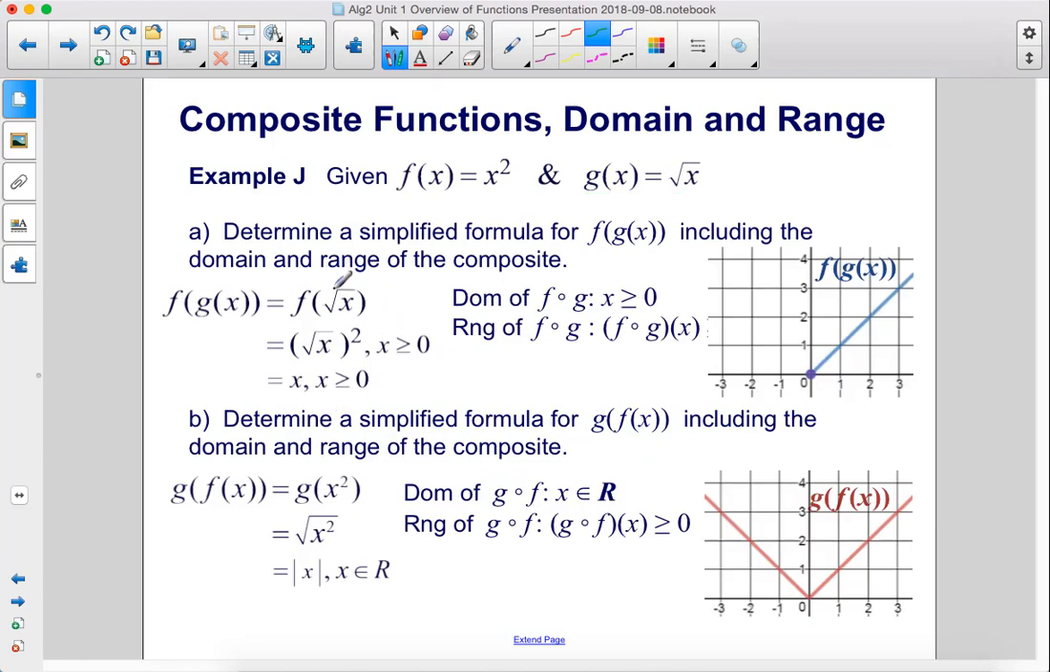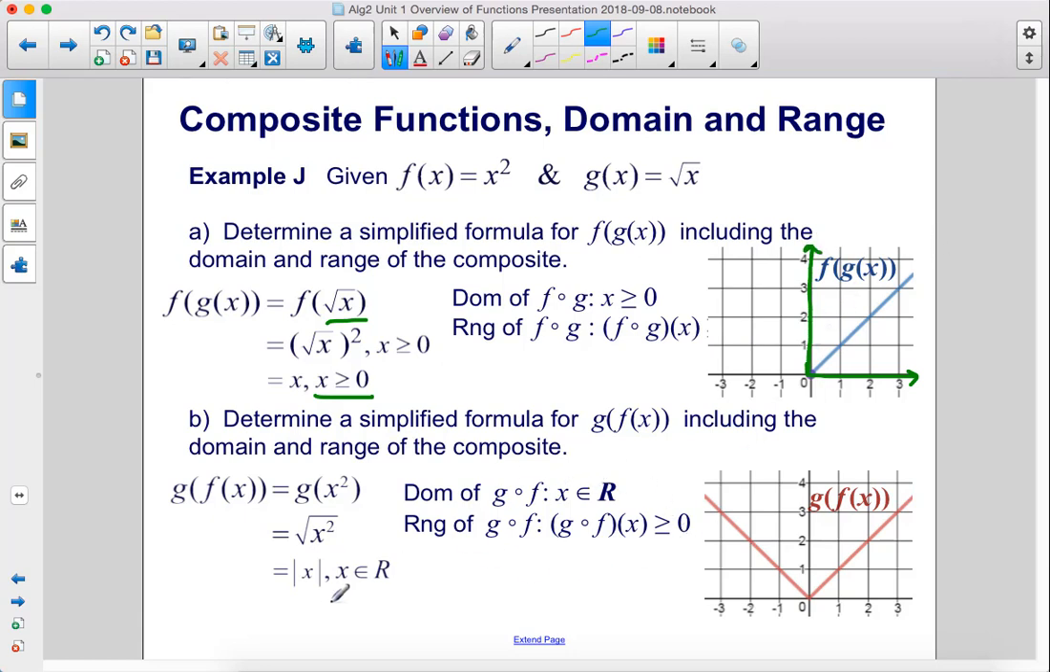Okay, so since the input for the first one included the square root of x, that means that all of the inputs have to be greater than or equal to 0. So we have our graph of x here, but only the part where x values are greater than or equal to 0. So the domain would be all real numbers that are greater than or equal to 0, and the range is going to be the same, all real numbers that are greater than or equal to 0.